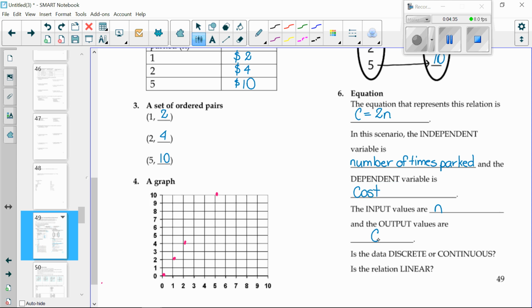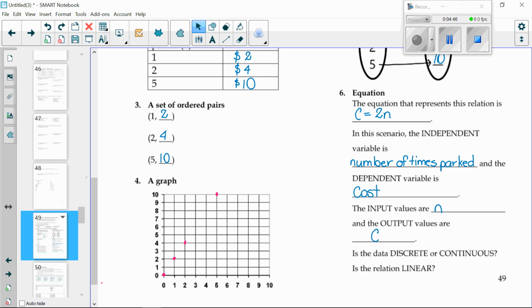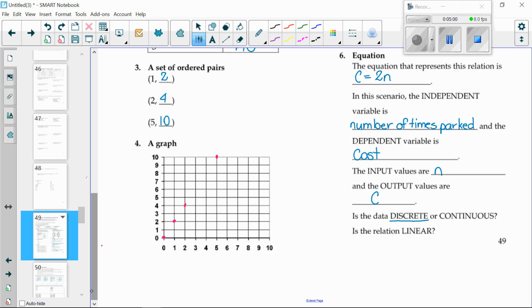Is the data discrete or continuous? Well, here it wouldn't make much sense if we joined the points because we are parking 1 time or 2 times or 3 times. We can't park 2.5 times, okay? So in this case, it is going to be discrete. Is the relation linear? Well, take a look. Does it form a straight line? Yes, it does. So, yes.